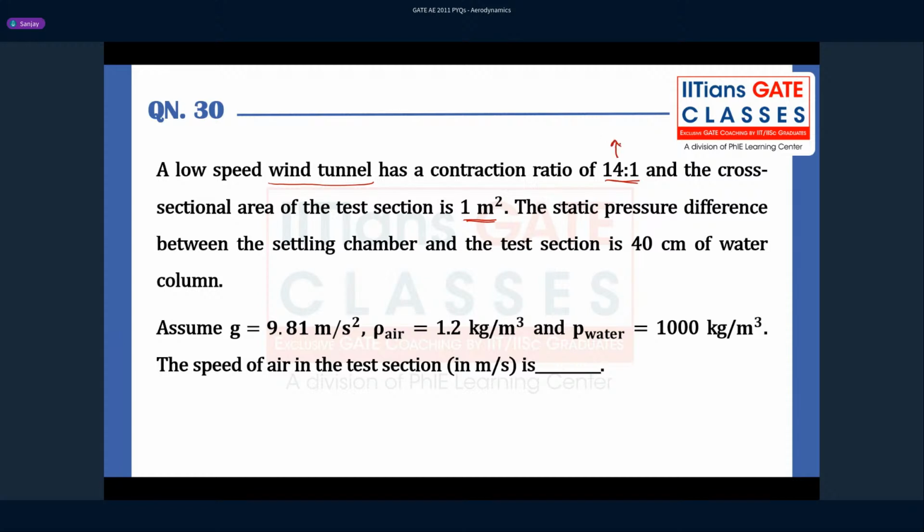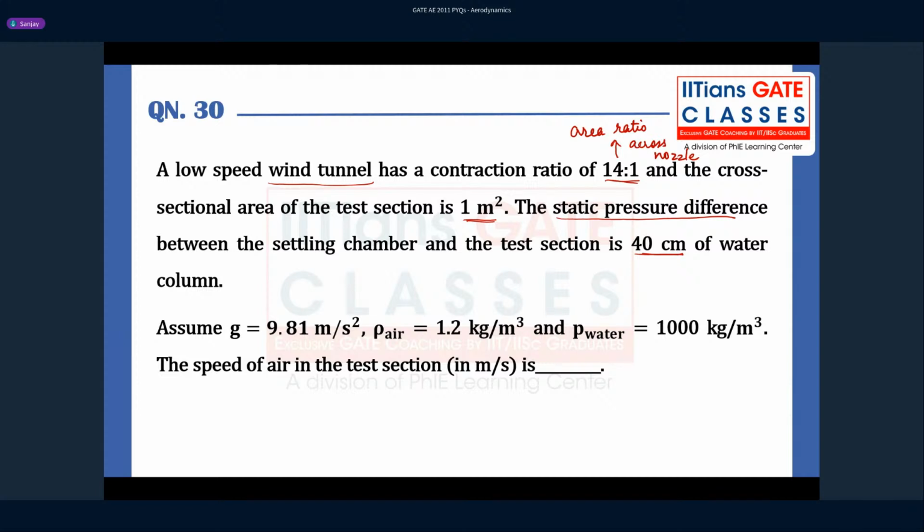So what is this? Basically the area ratio across the nozzle, and this is the area at the exit of the nozzle. The static pressure difference between the settling chamber and the test section is 40 centimeter of water column. They have not given you the magnitude directly, but they have told you it is 40 centimeter of water column, right?